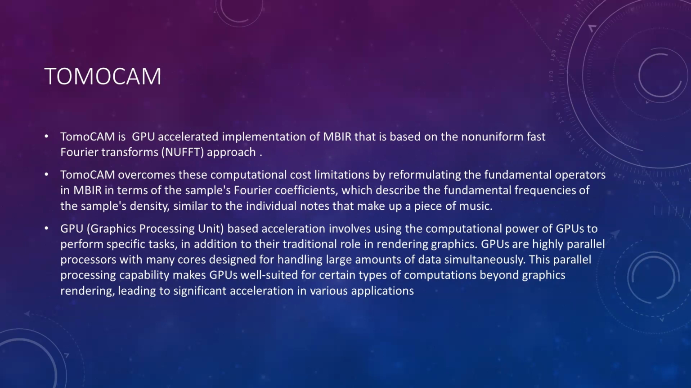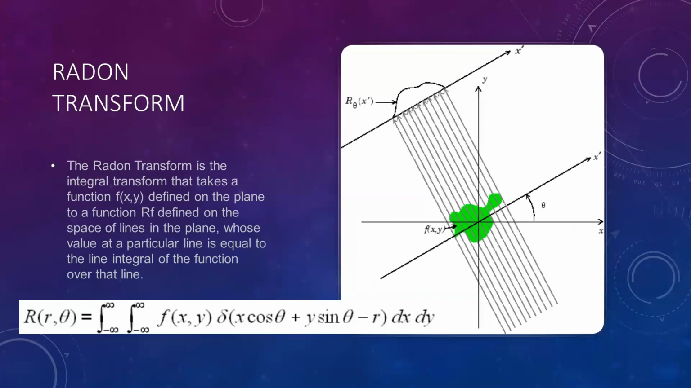Before going into the operational principles of TomoCam, let's briefly explore the Radon transform and the Fourier slice theorem. The Radon transform is the integral transform that takes a function f of x, y defined on the plane to a function Rf defined on the space of lines in the plane, whose value at a particular line is equal to the line integral of the function over that line.